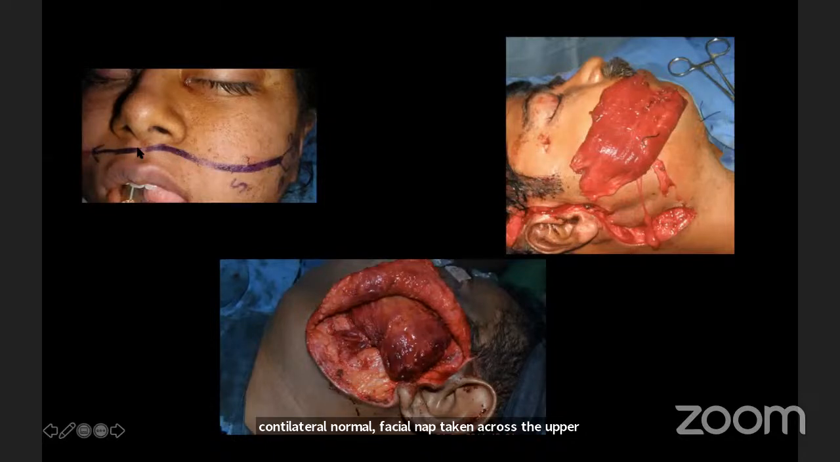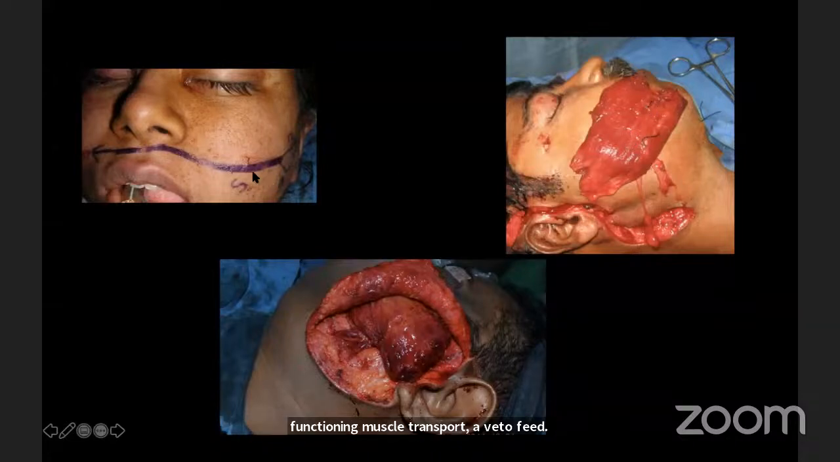Now you can do this as a single step or a two-step procedure. The problem with this cross-face nerve graft is it takes time for the nerve to come to this point. And by that time, the gracilis muscle, which is a free functioning muscle transfer, would have atrophied.